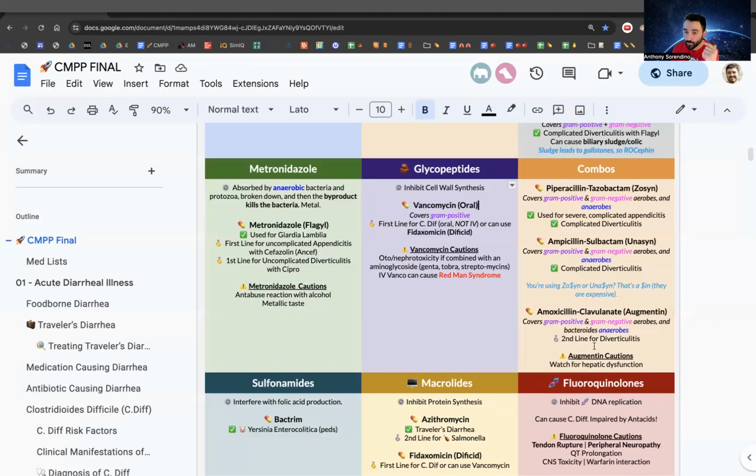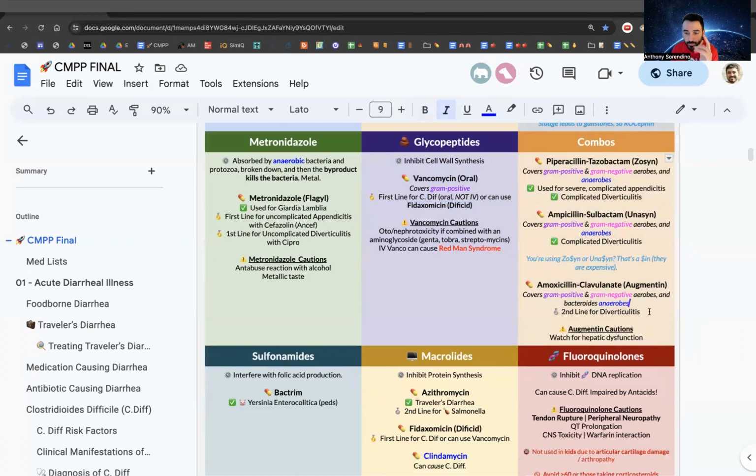We're also going to use this for complicated diverticulitis. This is part of rock, flag, and eagle. Ampicillin, sulbactam, also part of rock, flag, and eagle. And again, that eagle part was we're going to sin and we're going to spend a bunch of money. So you pull in your sins. You pull in your Zosyn and your Unasyn. That's for complicated diverticulitis. You're using them. That's a sin. They are expensive, whatever.